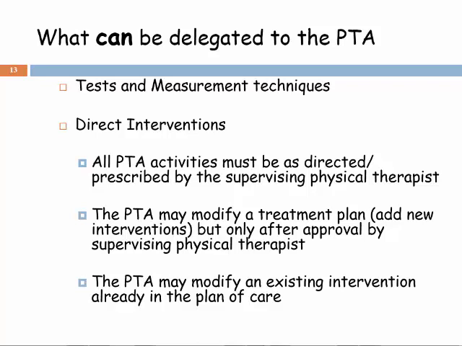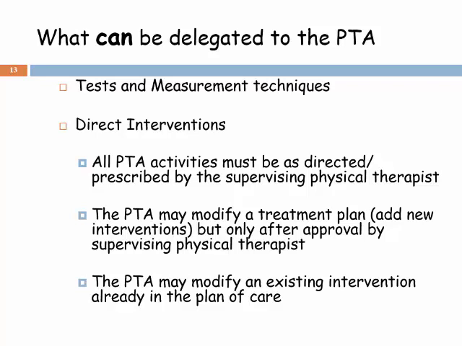Now moving on, what can be delegated to a PTA? Well, first we have tests and measures. These techniques include range of motion assessment, manual muscle testing, vital signs assessment, and tests such as these. These are to be used in the intervention component of the patient-client management model.